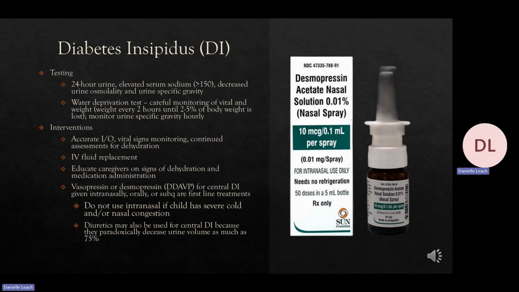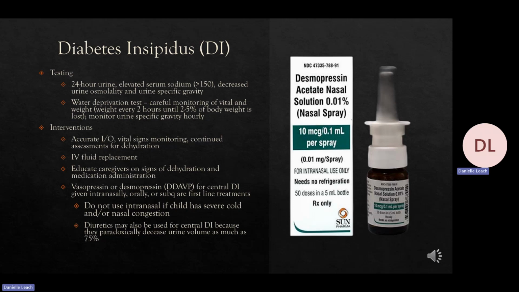Nursing interventions: we need to have strict intake and output. We also need to monitor vital signs for dehydration and continue assessment for other symptoms of dehydration. They will also be on IV fluid replacement if they are dehydrated. We also need to educate caregivers on signs and symptoms of dehydration and how to administer their medications.